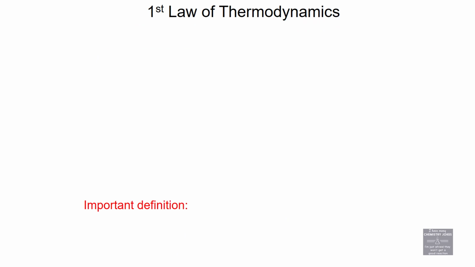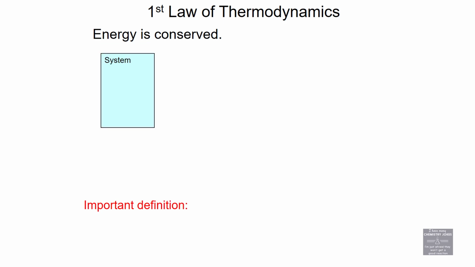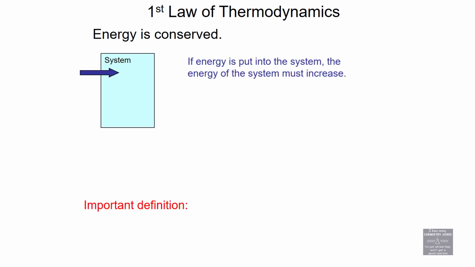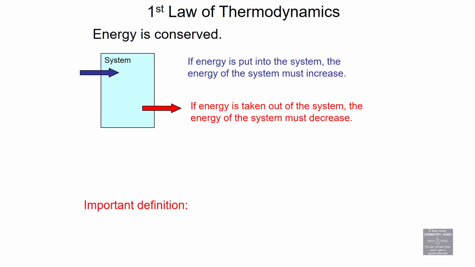So there are a few laws of thermodynamics. We'll talk about the first law a lot this semester, the second law a lot next semester, but the first law of thermodynamics says energy is conserved. It cannot be created or destroyed. If you have a system and energy goes into it, the energy of the system must increase. That also means the energy of the surroundings must decrease if the energy of the system increases, in order to conserve. If energy is taken out, the energy of the system must decrease.